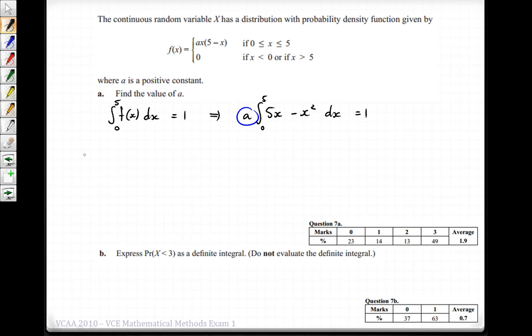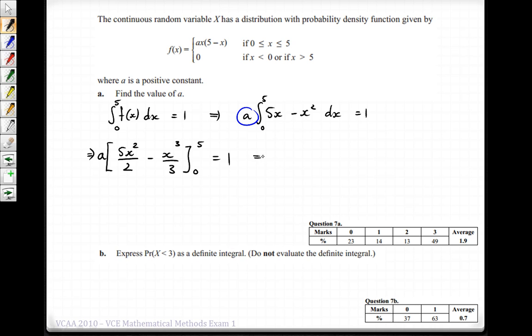So now we know that this integral can be expressed using the fundamental theorem of calculus as 5x squared on 2 minus x cubed on 3, between 0 and 5, equals 1. And again, we just leave our a out the front as a constant term.